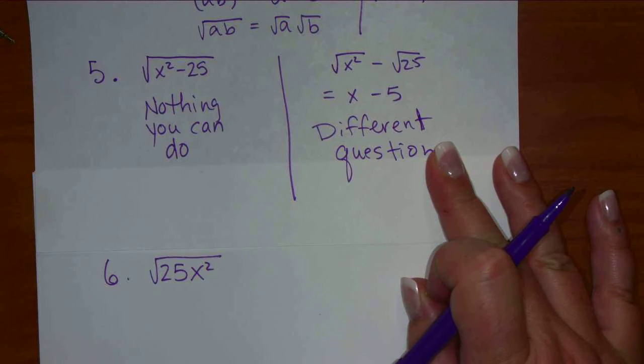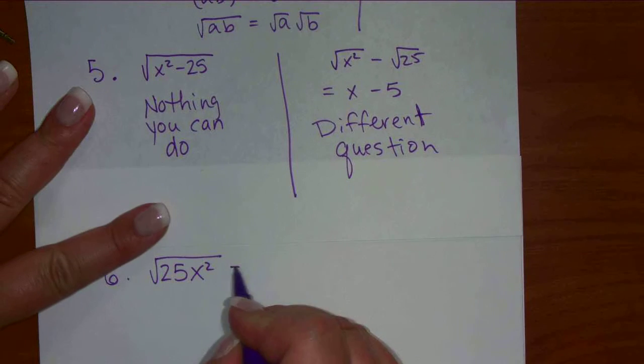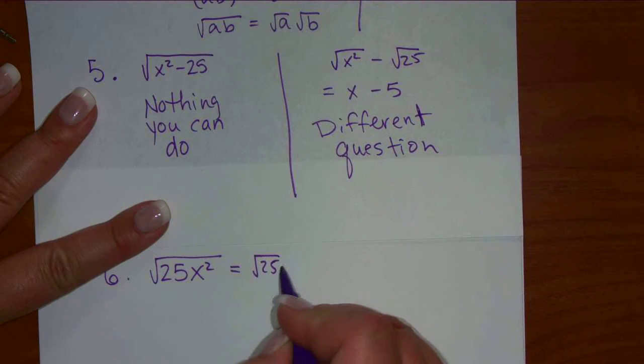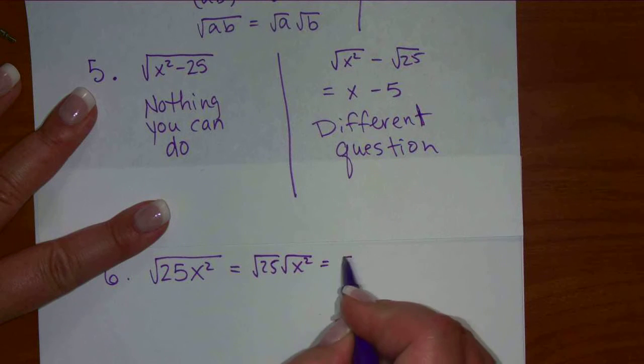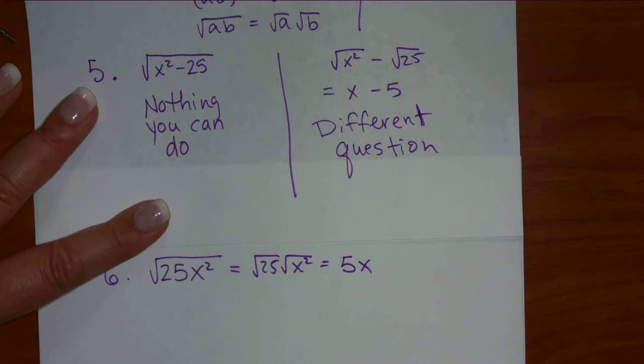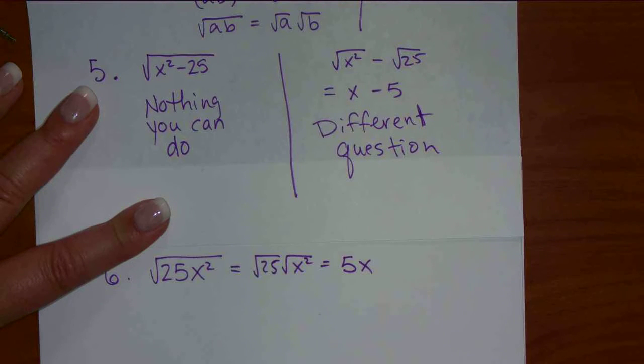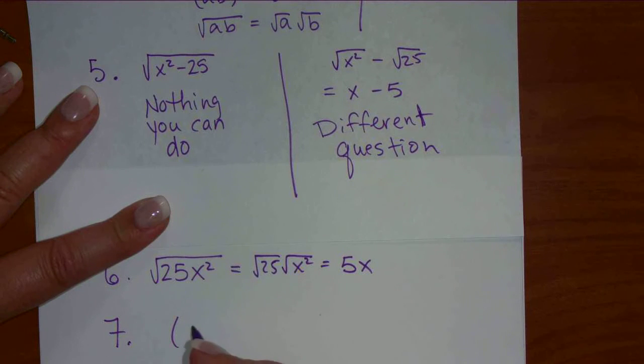5x, because you can take the square root of both 25 and x squared, so this would be 5x. Okay? So you can do it if they're multiplied, you cannot do it if they're plus or minus. So that goes for things like this as well.